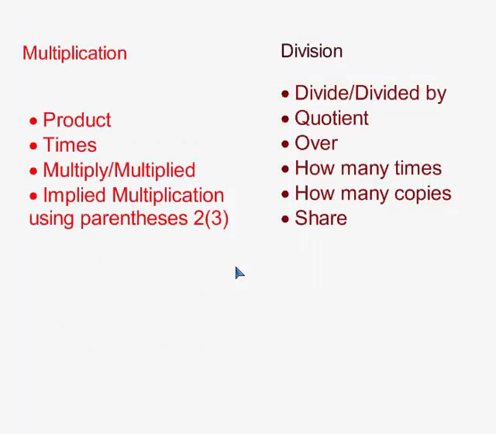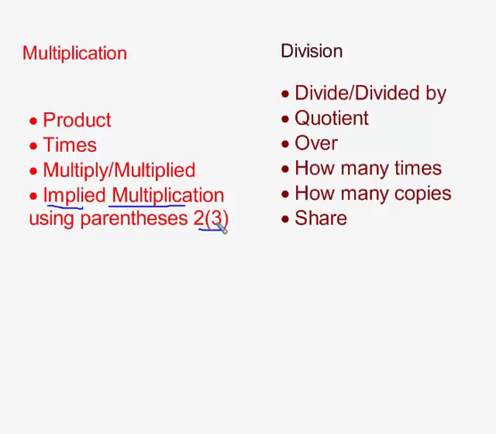So to show how to do this problem, here's some common language for each operation. For multiplication, words that are commonly used are product, times, multiply or multiplied, or you have a problem that doesn't have a multiplication symbol. It uses implied multiplication using parentheses. For example, this would be 2 multiplied by 3, even though there's not a multiplication symbol. You could write it as the product of 2 and 3.